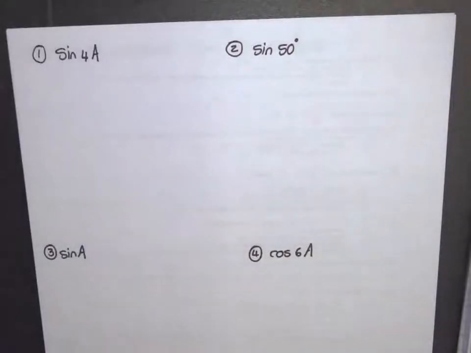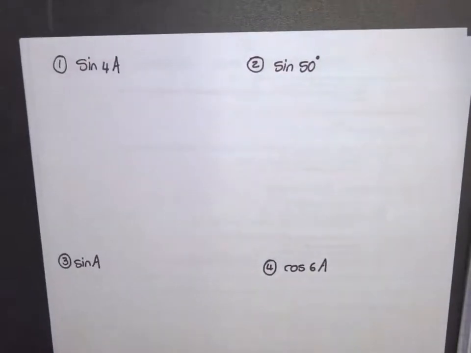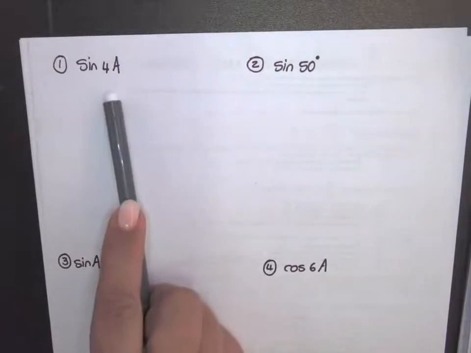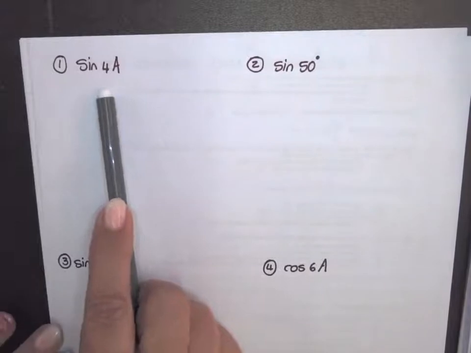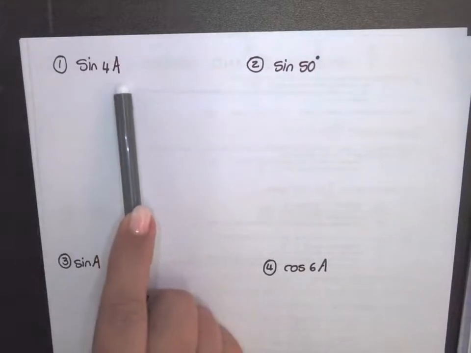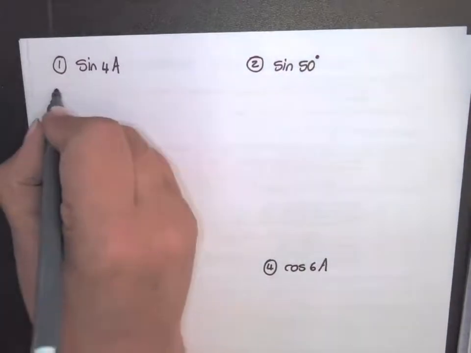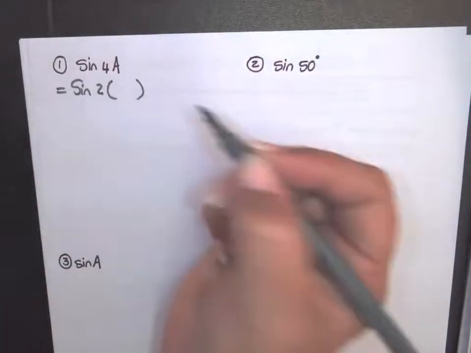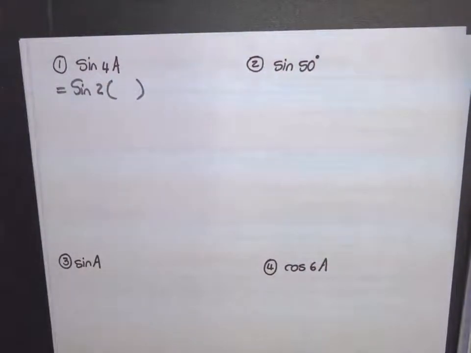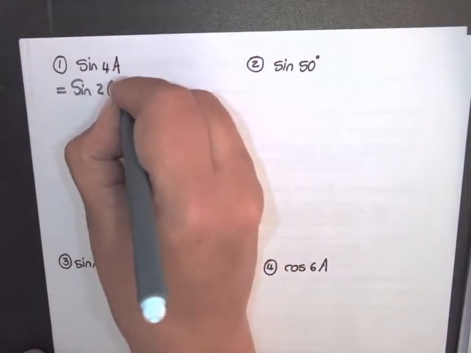Now let's look at some examples. Our first example is sine 4A. The first thing that you need to do is to write this 4A as a double angle. 2 times what? So it will be sine 2 times what gives you 4A? 2A.